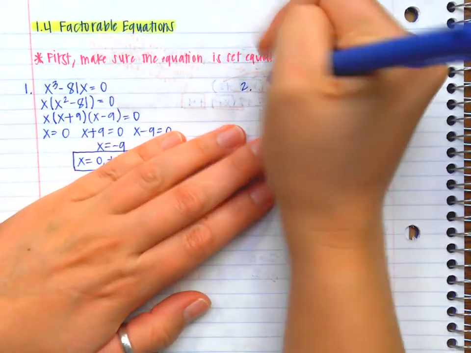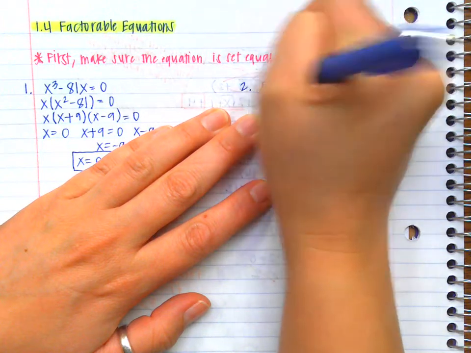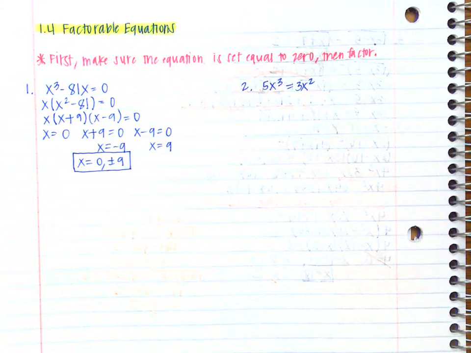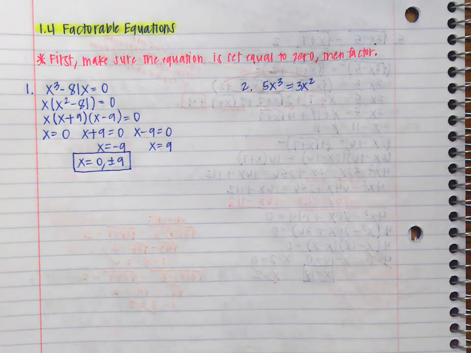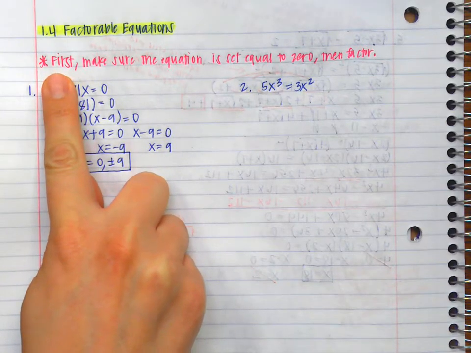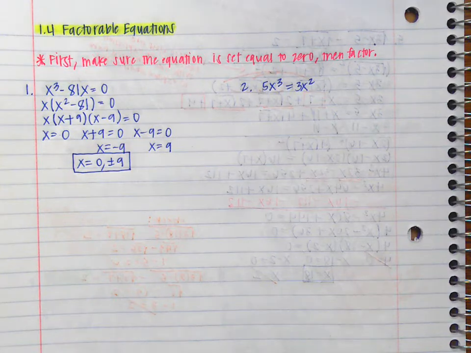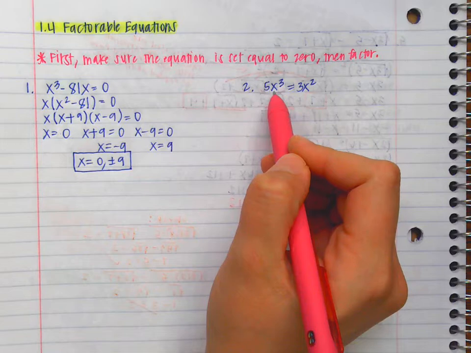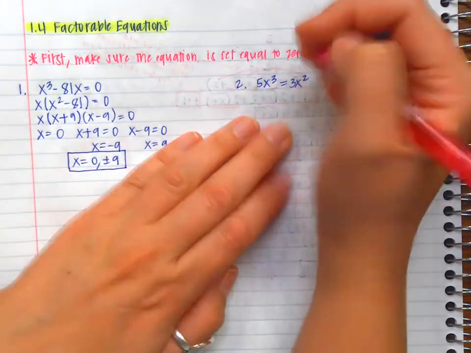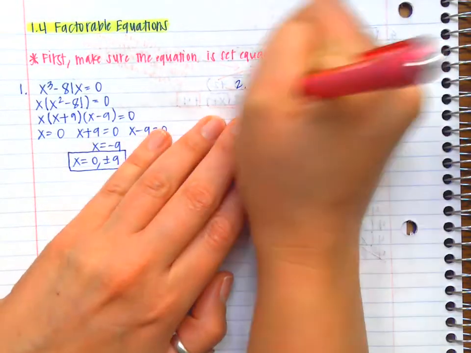Okay, so if I gave you 5x cubed equals 3x squared, how would you first start to solve that? What would we do first? Hopefully you're reading up here in that line: first, make sure the equation is set equal to 0, then factor. So the first thing you'd want to do is move everything to one side of the equation. I typically look at the higher exponent and move whatever is lower to the other side. So I'm going to move the 3x squared over, so I'm just going to subtract 3x squared.